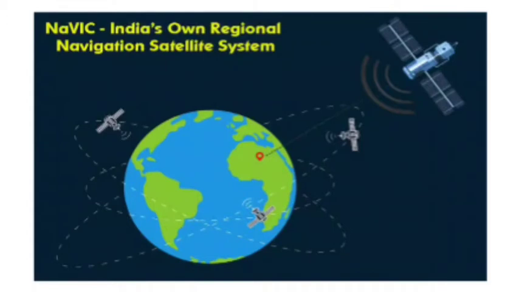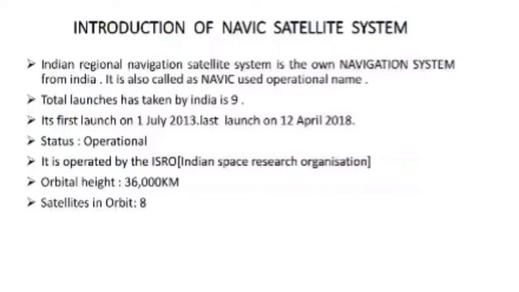Coming to India's own regional navigation satellite system, the introduction. The Indian Regional Navigation Satellite System is India's own navigation system. It is also called NavIC, its operational name. The total launches taken by India is 9. Its first launch was on 1st July 2013 and the last launch on 12 April 2018. The status is operational, it is going on. It is operated by ISRO, the Indian Space Research Organisation.